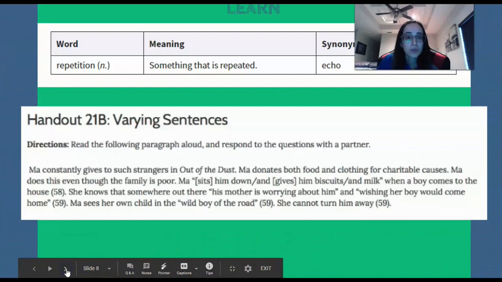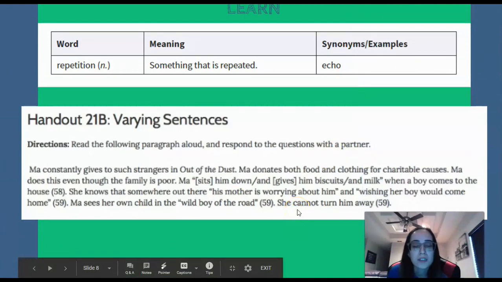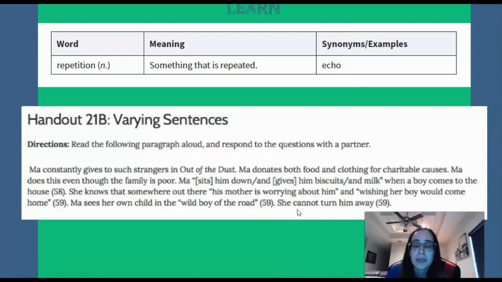Next slide. We're going to look at one more vocabulary word, which is repetition. This is a word that is fairly easy to remember. It's something that is repeated. And we're going to be looking at that repetition in our sentences and in some of the excerpts that we're going to be examining today. An example of this is an echo, or when something is said more than one time.